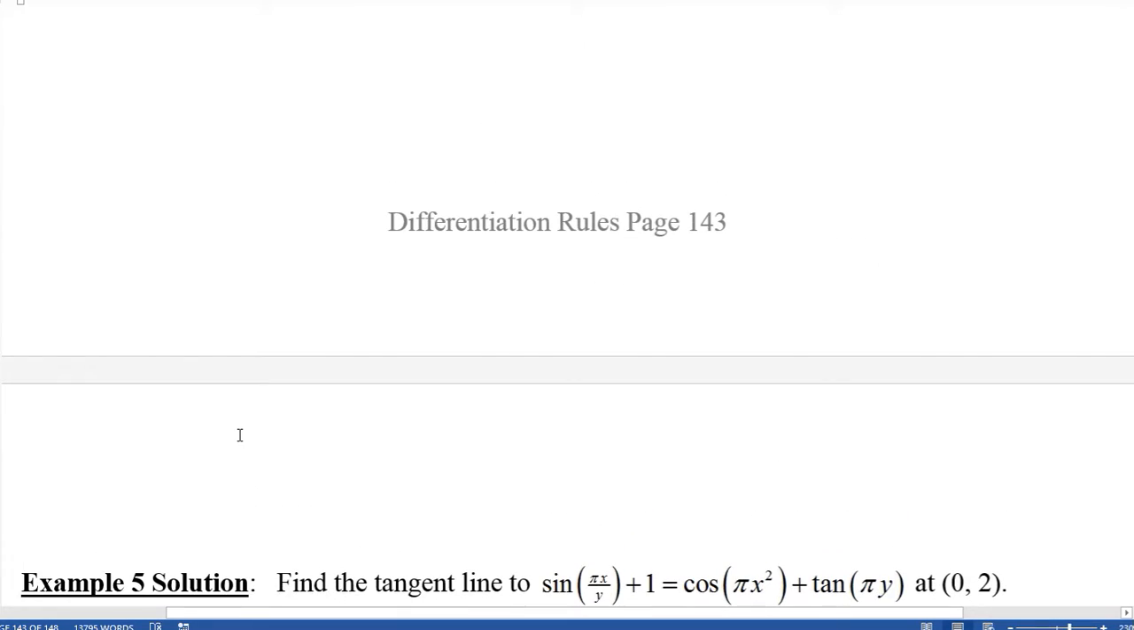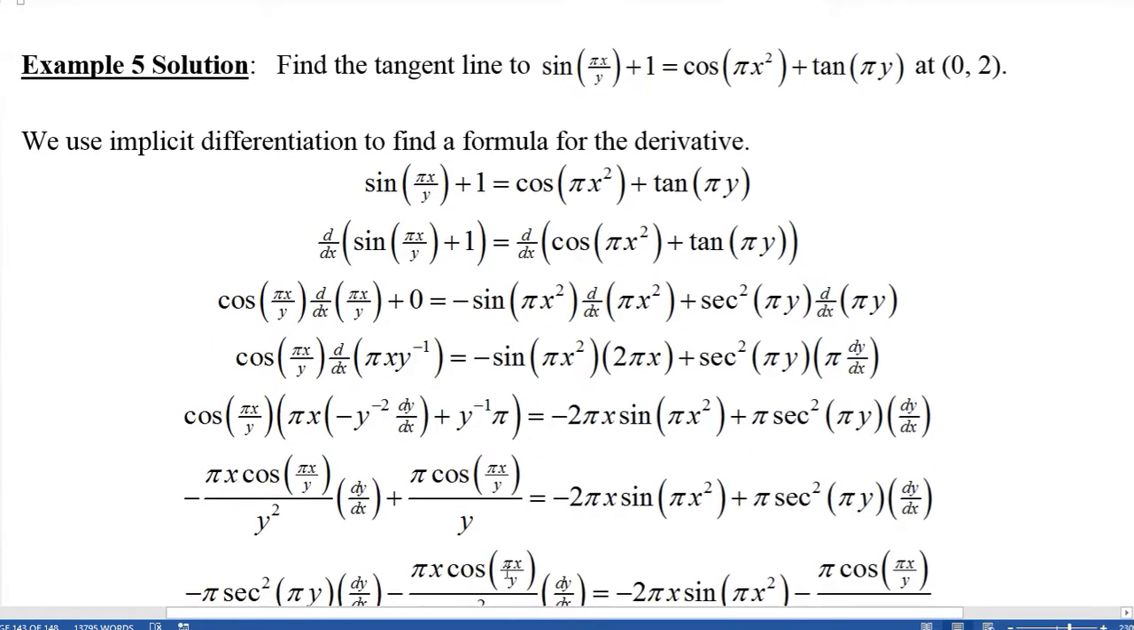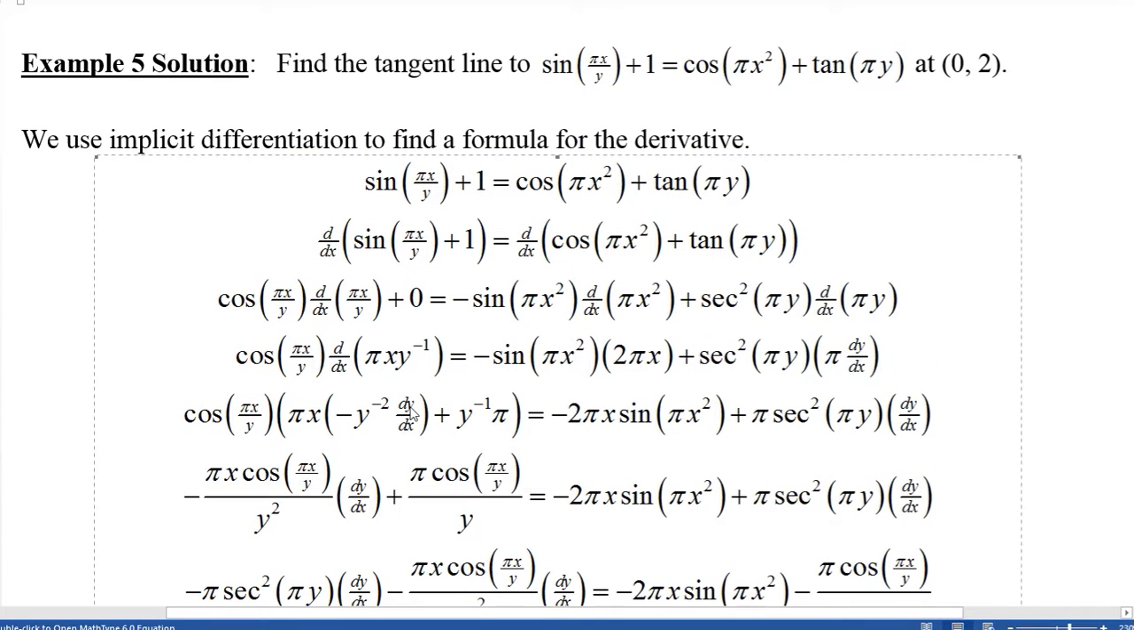All right, here's another one for you to try. Okay, sine of pi x over y plus 1 equals cosine of pi x squared plus tangent of pi y at 0, 2. Okay, do this one yourself and come back and check it. Press pause now. Okay, to find the derivative, let's go through this.